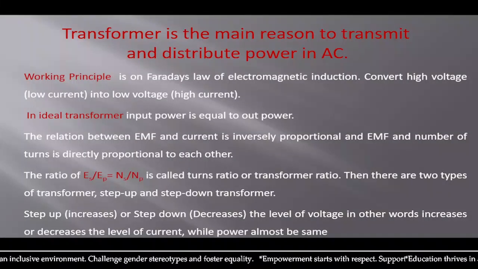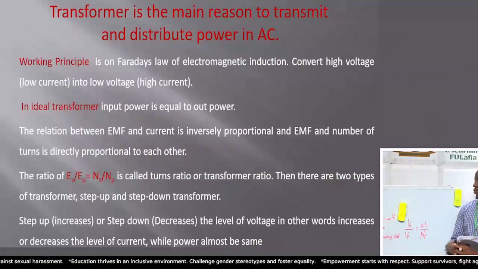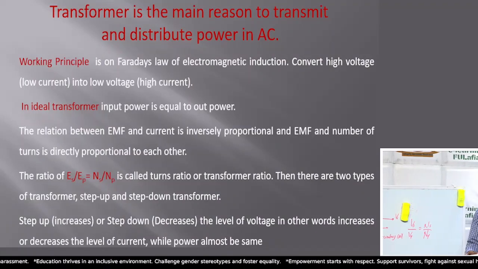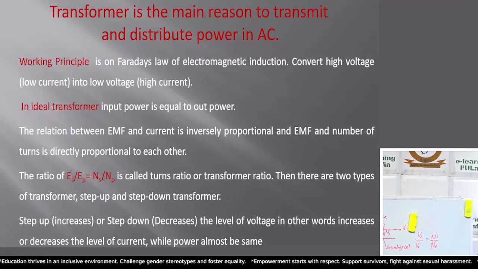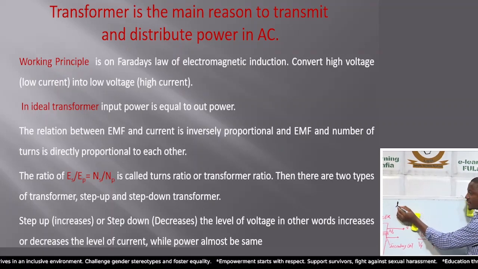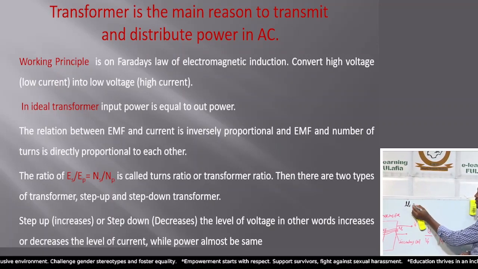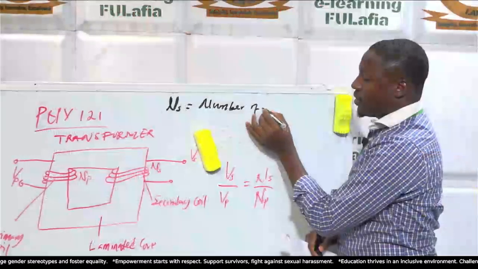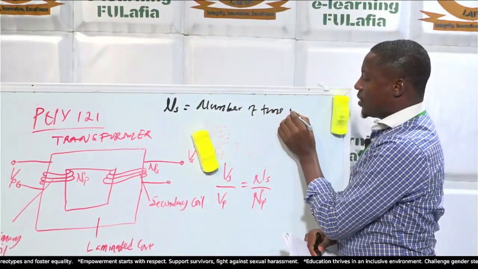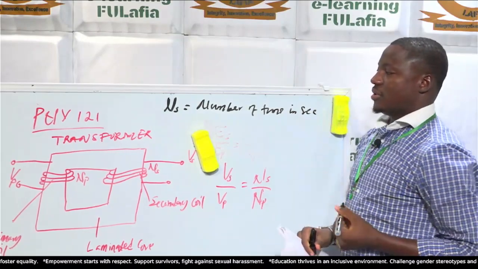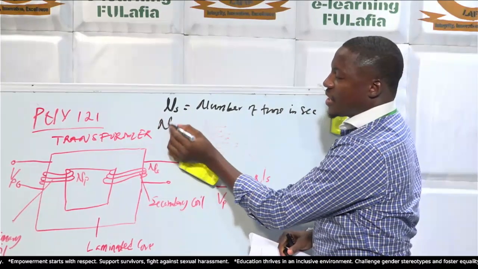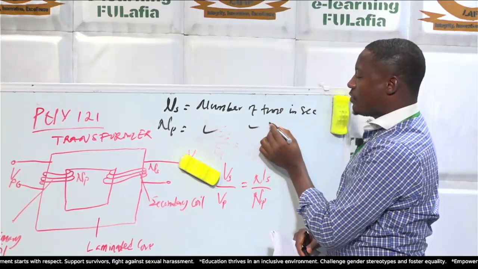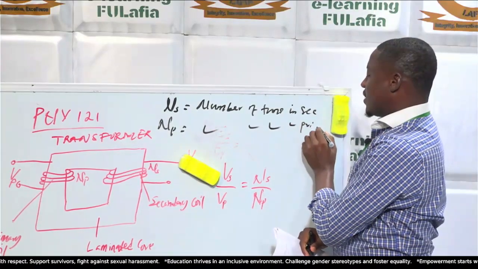So let's define our parameters before we proceed. When we have NS, what it means is the number of turns in the secondary. And when you have NP, what it means is the number of turns in the primary.